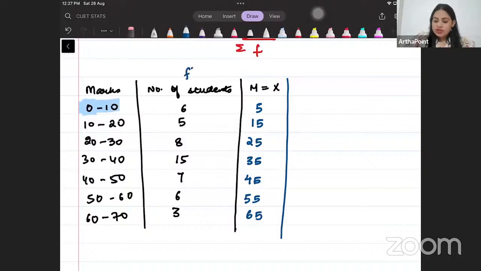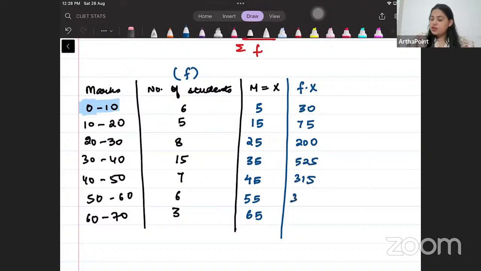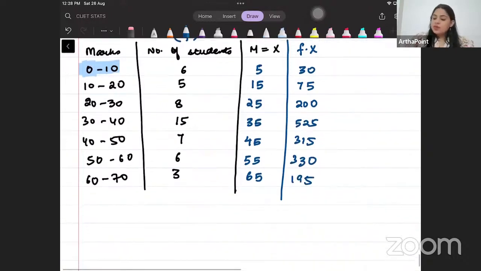This is your frequency. You will multiply frequency with X. So 5 into 6 will be 30. This will be 75. And keep doing this. This will be 200, 525, 315, 330, and 195. This will be F into X. Just add this together and you will get 1670.